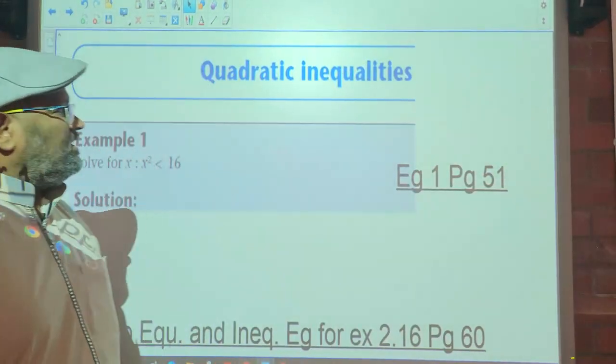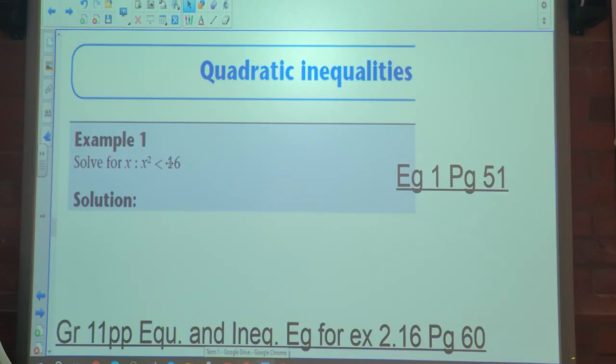So quadratic inequalities. Inequalities basically means there's a more than or less than sign. Quadratic means the highest power on x is 2. So the question says solve for x squared is less than 16.